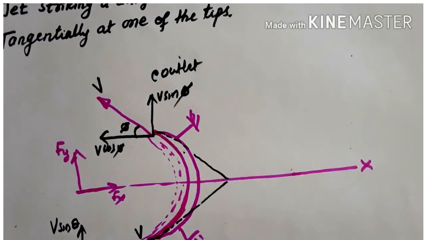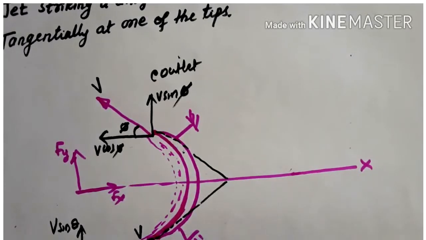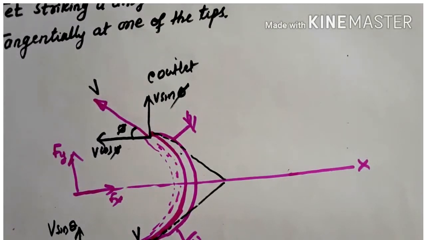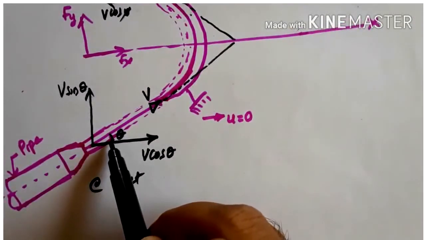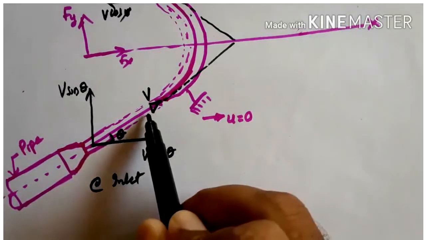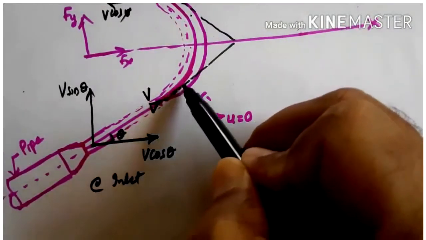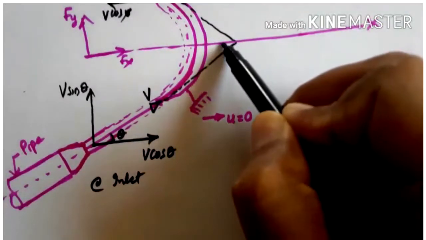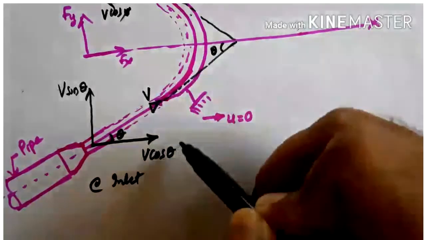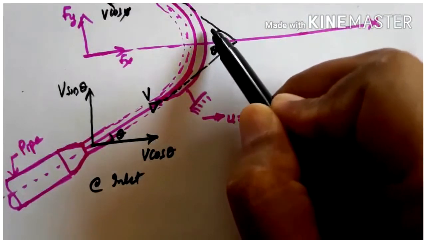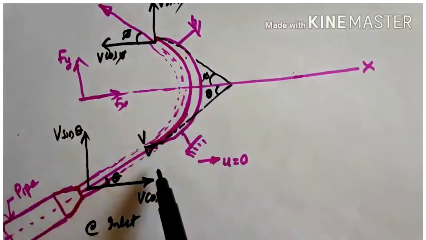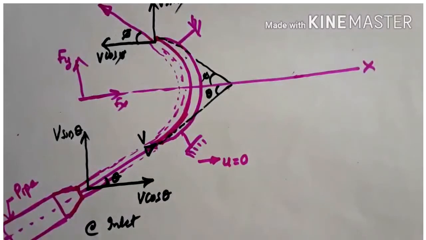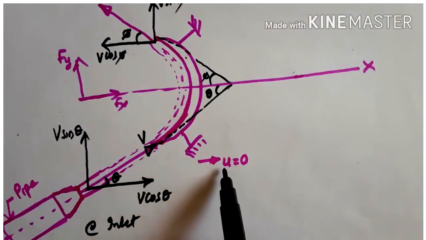So again, as usual, after drawing this figure, we have to apply the impulse momentum principle for getting Fx and Fy. Since at inlet the velocity is making an angle of theta with horizontal, when you draw the tangent to the vane, this angle is also theta, and this is pi, the exit angle. This angle equals this angle. Then this is a stationary vane, that is, the velocity of the plate is 0 here.